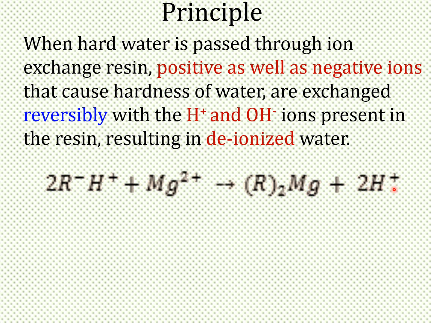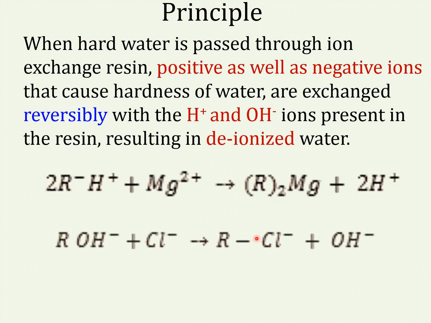In a similar process, if the same water is now passed through an anion exchange resin, what is left in the water? Cl minus. All the Cl minus will be taken by the anion exchange resin, and in exchange it will be releasing OH minus to the water. So the water will be losing magnesium 2 plus and Cl minus, and it will be getting H plus and OH minus. H plus and OH minus are nothing but ions of water. So it will not have any foreign ions. So we call it deionized water.